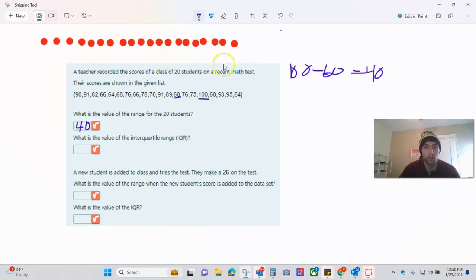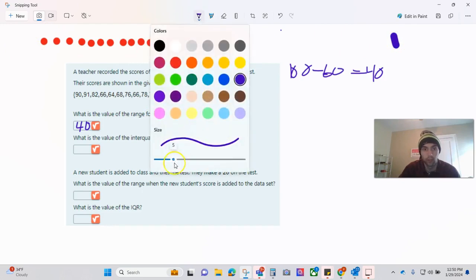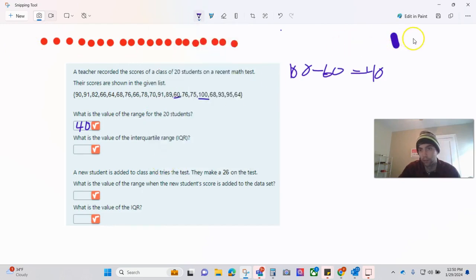So if I have 20 numbers, half would be 10 on one side, 10 on the other side, right? That's what half would be. 1, 2, 3, 4, 5, 6, 7, 8, 9, 10. So here's half right there. This is Q2. The median would be in between the 10th and 11th number. We don't need to find what the median is because it doesn't ask.